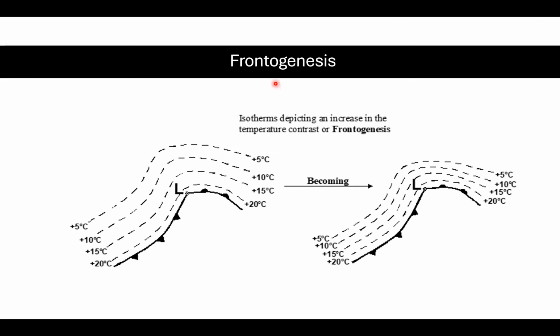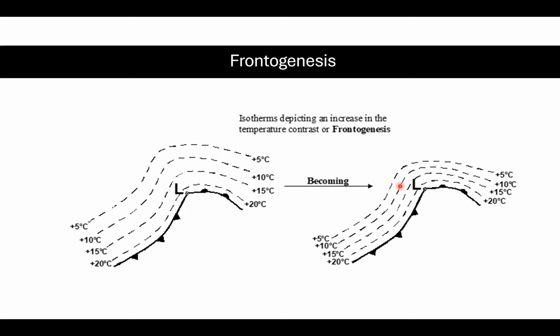Here's what you would be looking for with frontogenesis. Now these dashed lines on this particular graphic are isotherms, lines of equal temperature. They range from plus 5 degrees Celsius up to plus 20 degrees Celsius. So you notice the packing of these isotherms. When the isotherms are further apart, we have a weaker front.